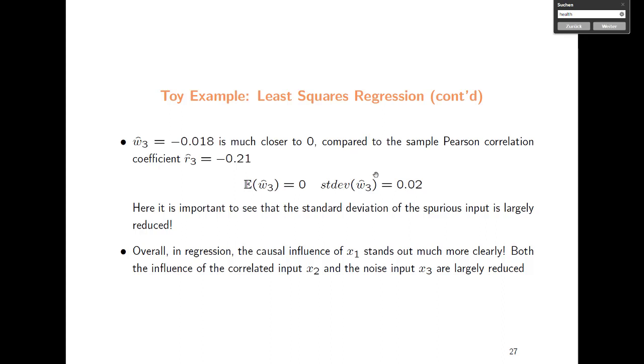So in regression, the causal influence of x1 stands out much more clearly. And both the effect of the correlated input x2 is reduced, and also the noise influence is reduced. Of course, the prediction is typically not improved. So if you have more inputs, that's okay, if you do multivariate analysis. But more importantly, and we will see an example in a second, in some applications, it is quite important that you get the true causal dependency.